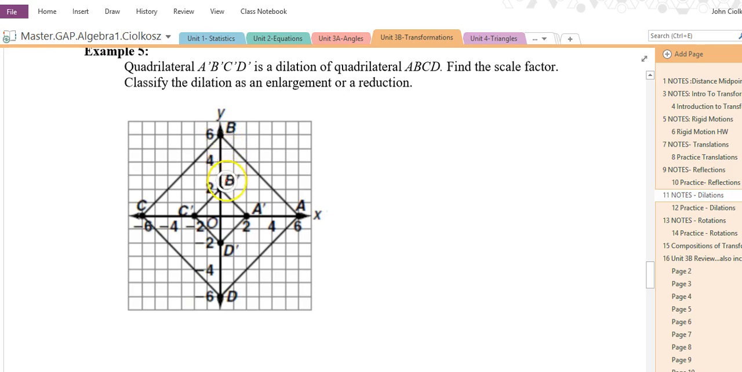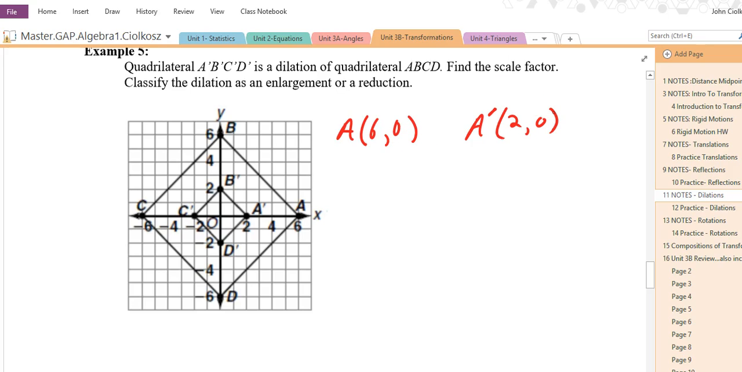Alright, so let's think about this. We're going to take what we have, and we're going to find the scale factor. So let's think about A. A is at 0,6, whereas our A prime is at, oh I lied, 6,0. This one's at 2,0. So we've seen our 0 didn't change, so that's really not going to give us an indicator.